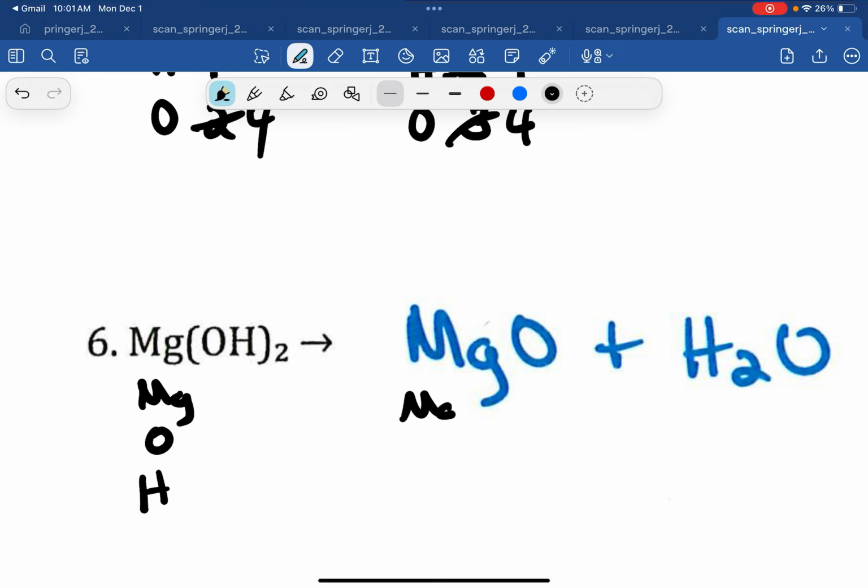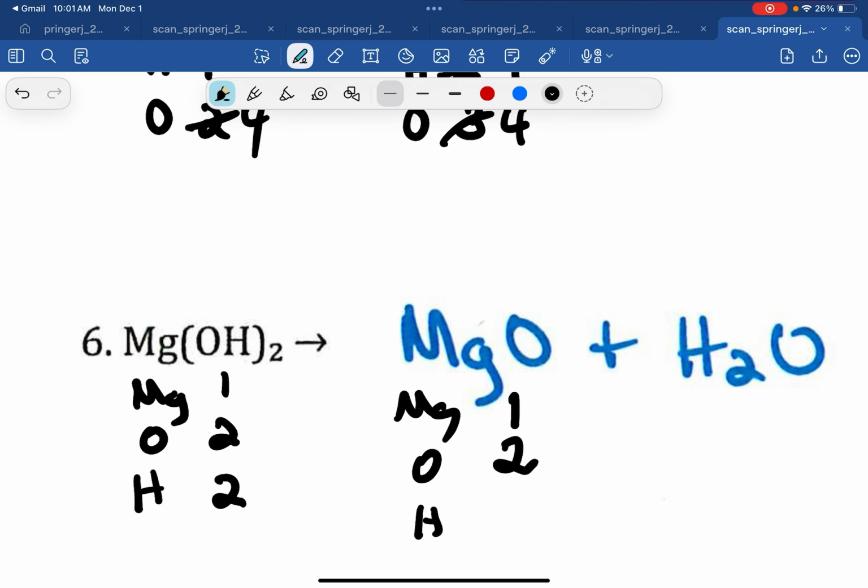MgOH, 1, 2, 2, 1, 2, 2, already balanced.